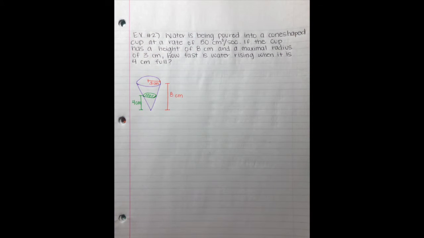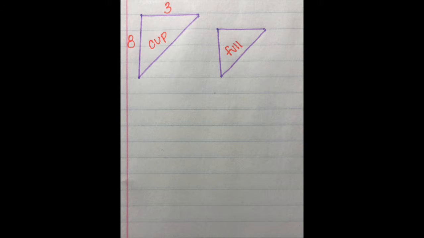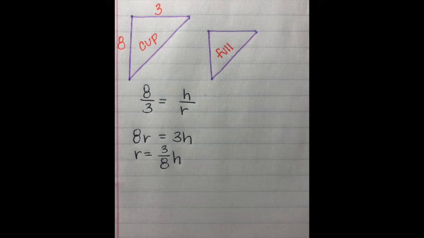Our next equation is: water is being poured into a cone-shaped cup at a rate of 50 centimeters cubed per second. If the cup has a height of 8 centimeters and a maximal radius of 3 centimeters, how fast is water rising when it is 4 centimeters full? For this equation, you would have to find the ratio between the smaller part of the cone and the whole cone itself. You would have to use the equation 8 over 3 equals h over r.